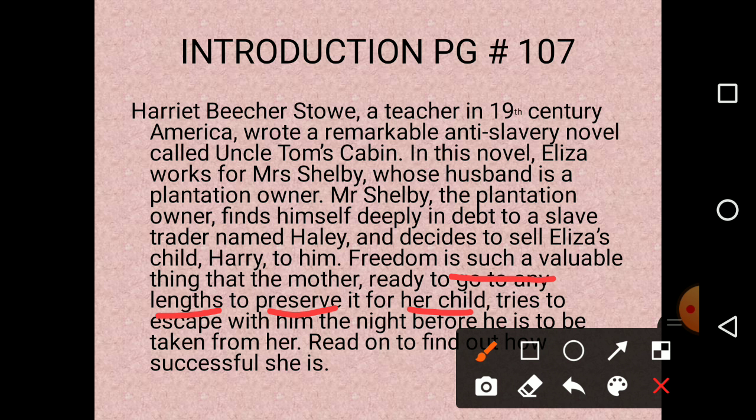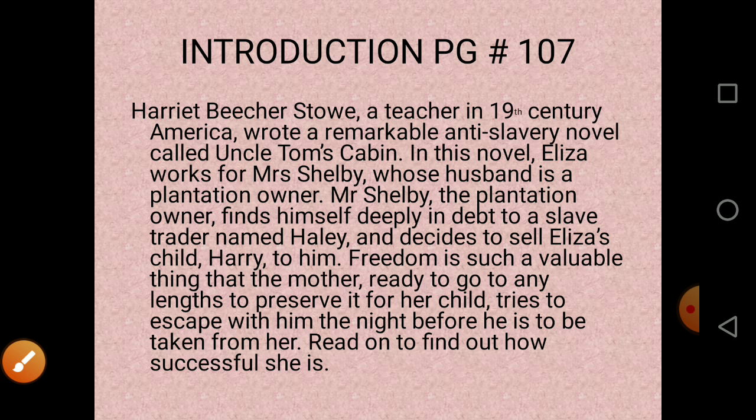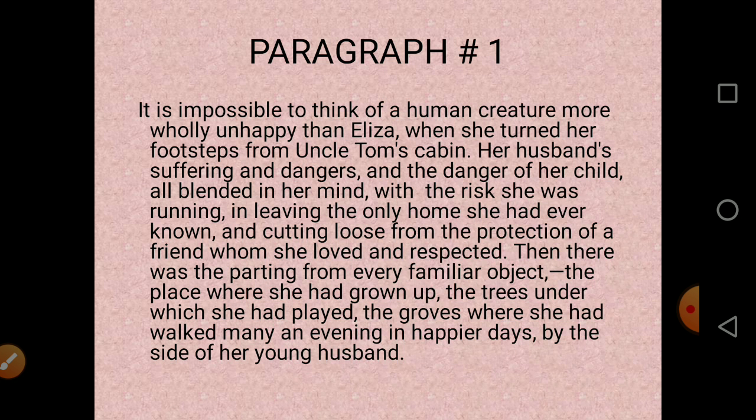Now what she actually tries to do, she tries to escape the night before he is to be taken from her. When it was the time that they should be taking Harry from her, the child from the mother, what she did the night before, she left. She escaped. She ran away. Okay? So read on to find out how successful she was.